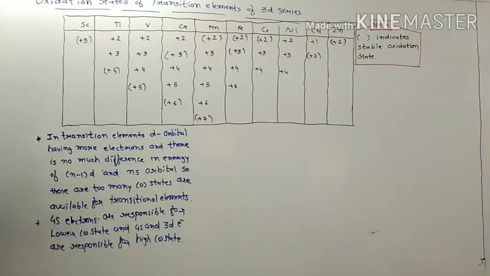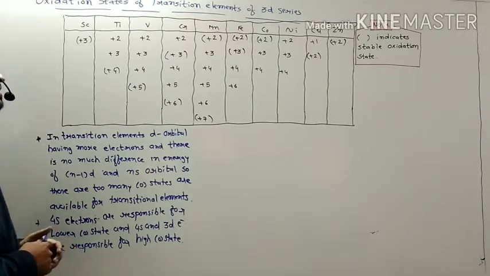Because 4s electrons are responsible for lower oxidation states, while 4s and 3d electrons are responsible for high oxidation states. Is it clear?